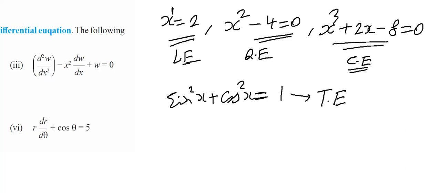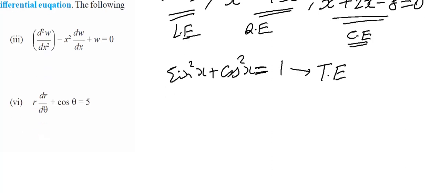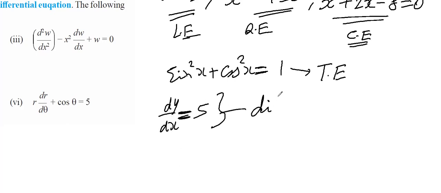Similarly, if you have a derivative involved in some equation, for example, dy by dx is equal to 5, this is again an equation, because the equal to sign is there. Now what is the name of such an equation? The name of this equation is differential equation, because you have a derivative involved here.